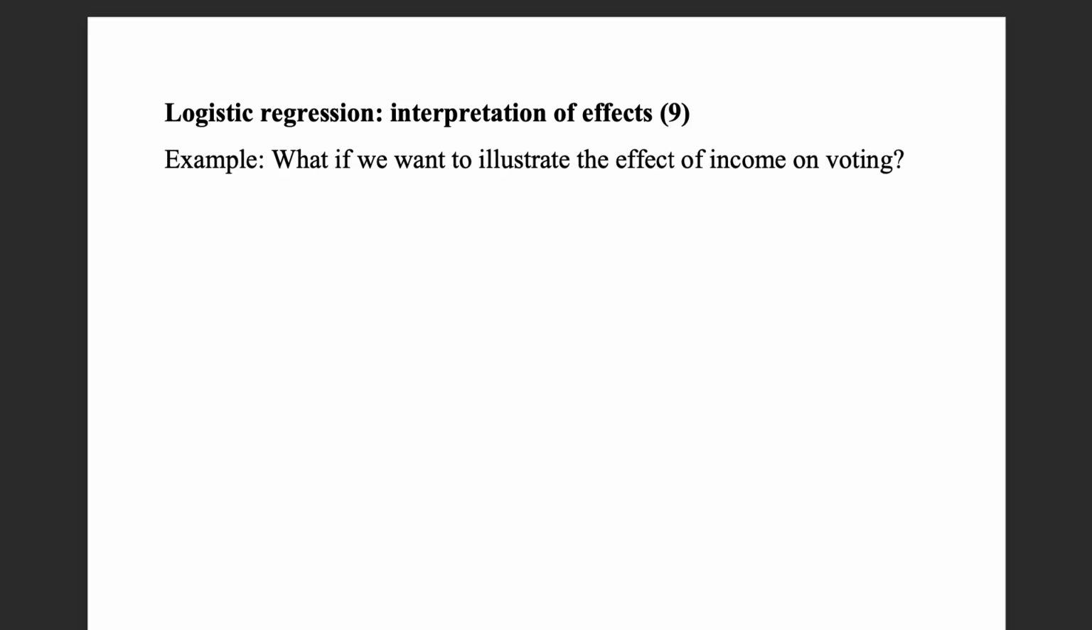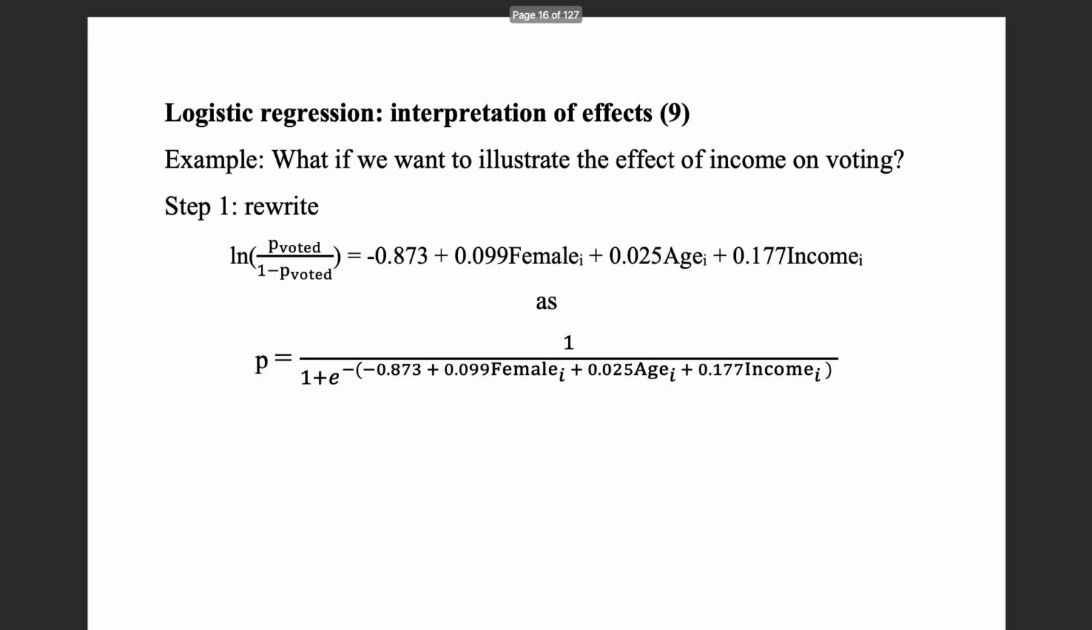So I want to actually show what the effect actually looks like. Remember, you probably don't remember, but these were the regression coefficients that I found for my logit model for voting. I included income, age, and a gender dummy variable in that model to explain differences in the log odds of voting. The logit model was a constant of minus 0.873, plus a coefficient for the dummy variable female of 0.099, plus a regression coefficient of 0.025 for the age variable, plus a regression coefficient of 0.177 for the income variable.